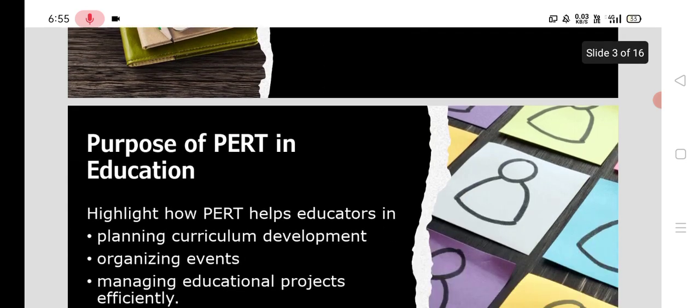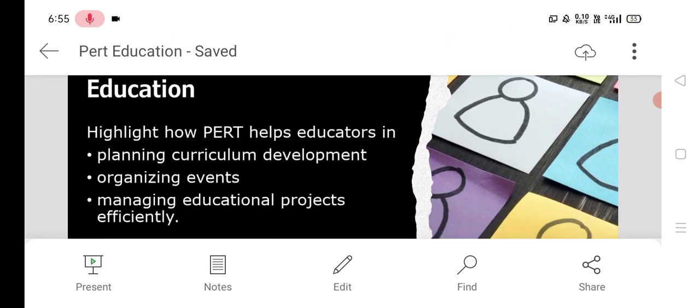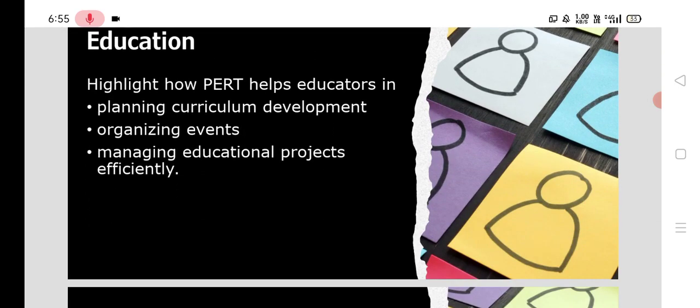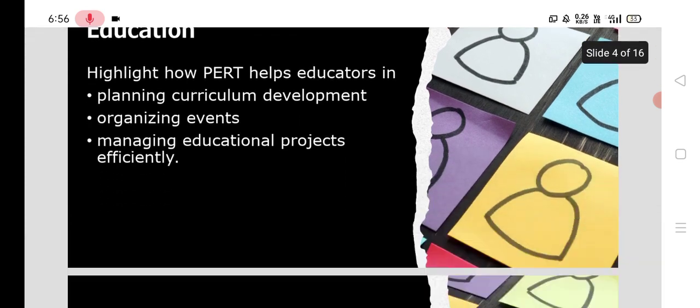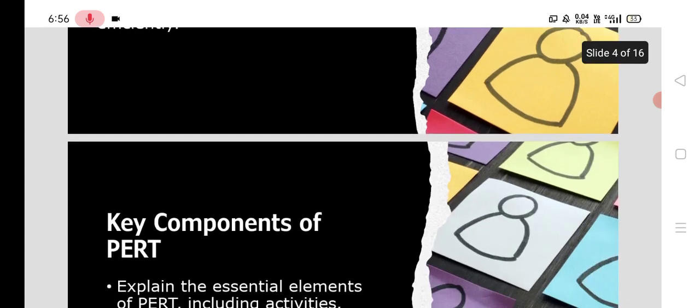Okay, then the purpose of PERT in education. What is the purpose of PERT in education? First one is planning curriculum development. Curriculum is the basis of education. So PERT helps us in planning curriculum and development. Then organizing events and managing educational projects efficiently. These are the purposes of PERT.